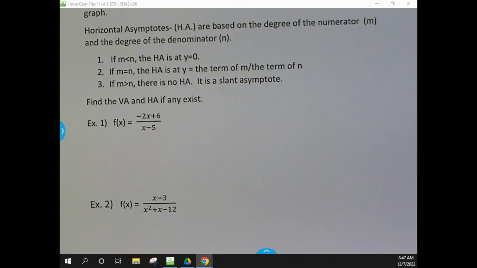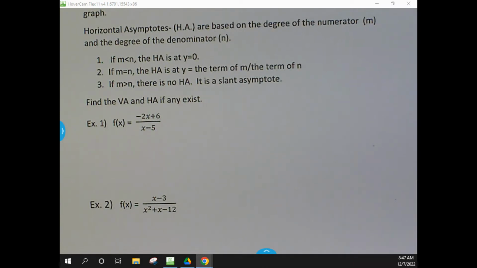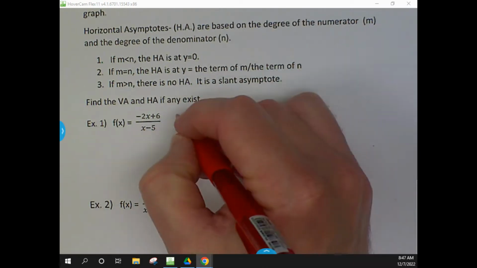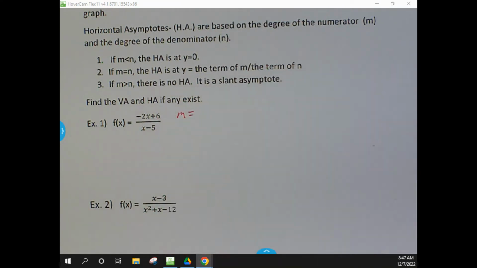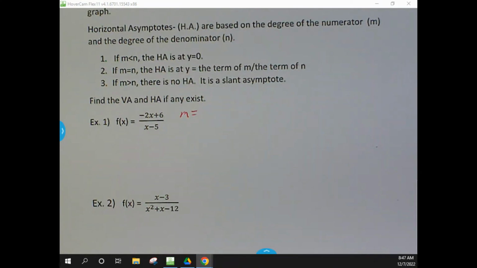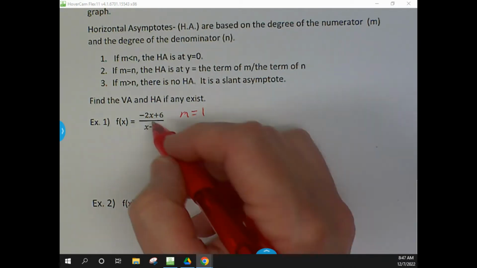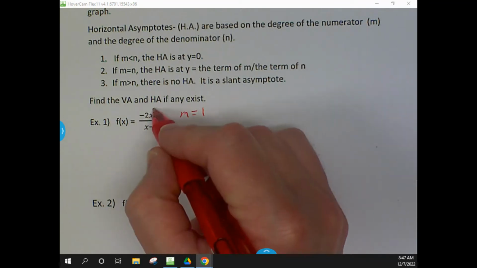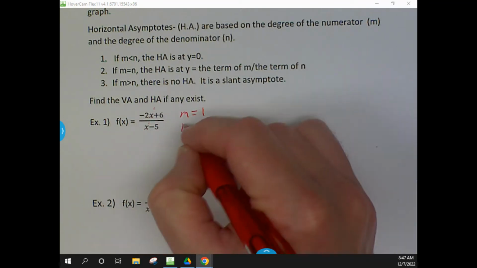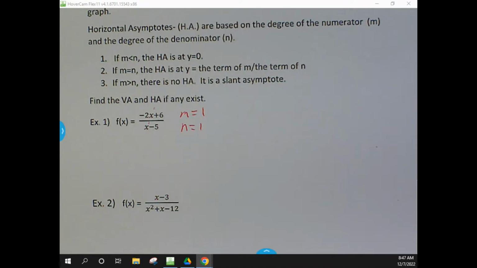All right, so number 1, we've got f of x is negative 2x plus 6 over x minus 5. If we start checking things out, in this case, what's the degree of the numerator? It's x to the first power, right? Because if you don't have a power there, it's understood to be a 1. And the denominator, same thing. It's also 1.